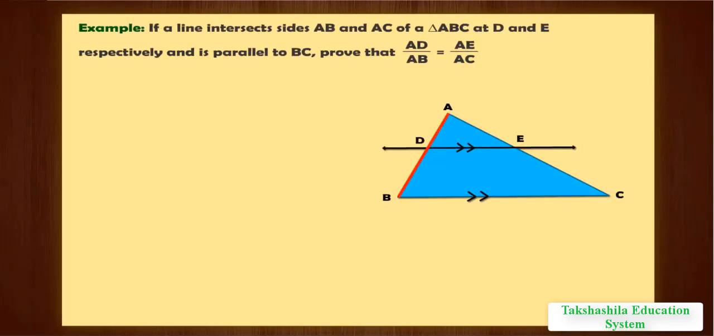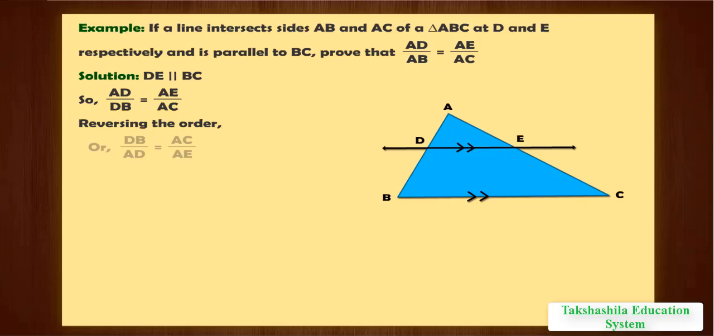Let us do one more example. If a line intersects sides AB and AC of a triangle ABC at D and E respectively, and is parallel to BC, prove that AD upon AB is equal to AE upon AC. It is given that DE is parallel to BC. So, AD upon DB is equal to AE upon EC by the basic proportionality theorem.